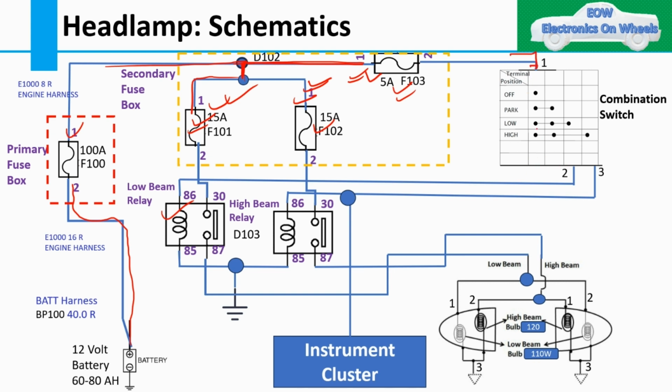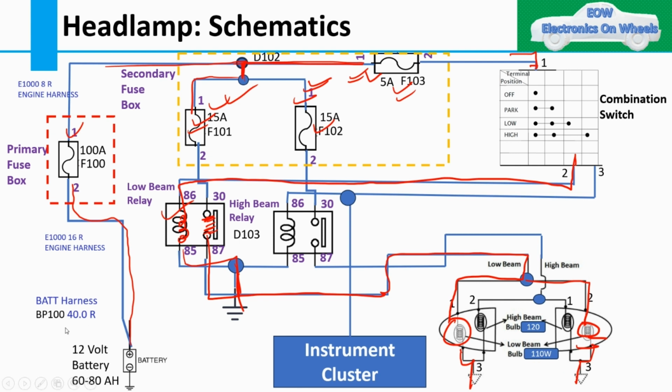When you switch on the low beam, this particular current will flow from here to here. Then a magnetic field will be generated, and this circuit will complete here, ground. Then it will make the connection here, then it will go to the low beam, and your low beam will switch on. Okay, this is ground.